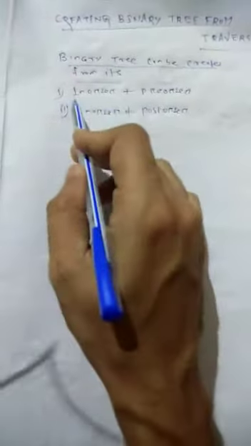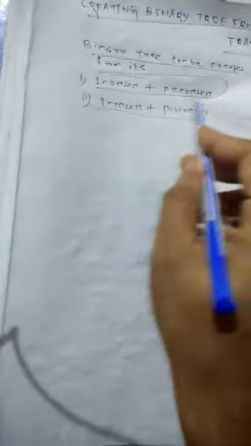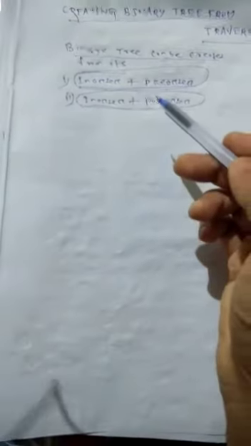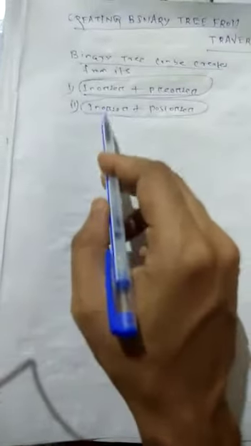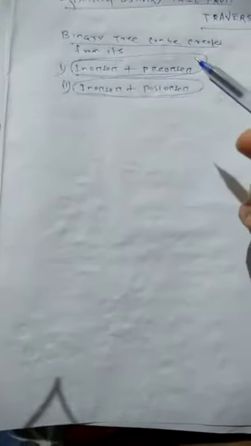we require either in-order and pre-order traversal, or in-order and post-order traversal. Two traversals are given in the question, either in-order and pre-order or in-order and post-order. Then you have to construct the binary tree. See here, in-order must be there, either in-order with pre-order or in-order with post-order. Then you have to construct the binary tree.